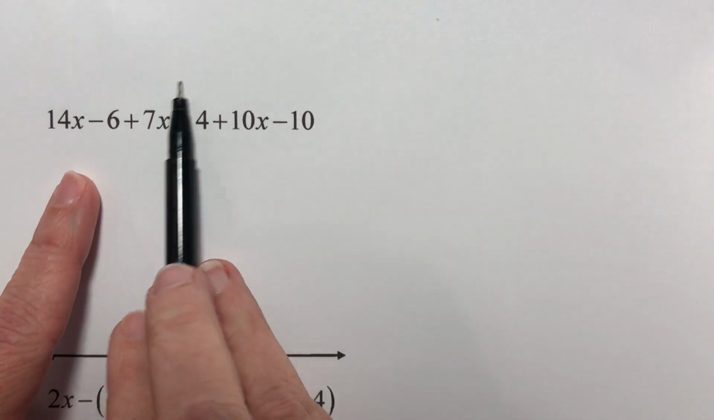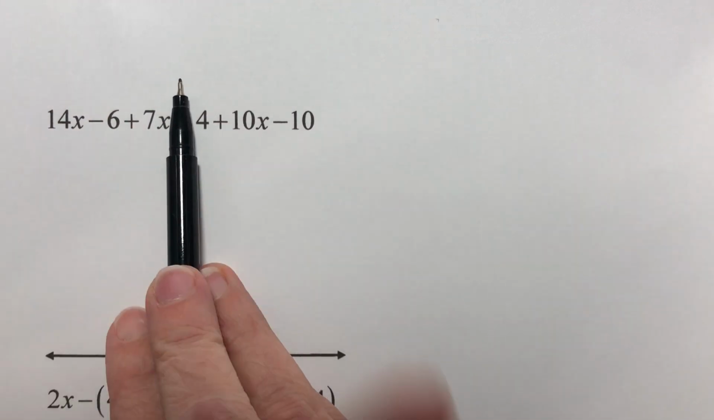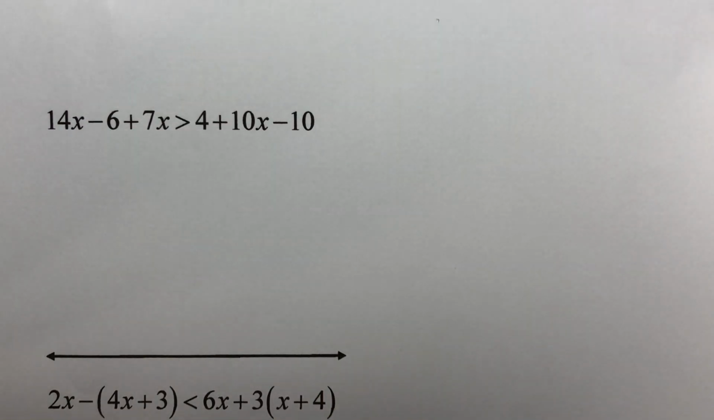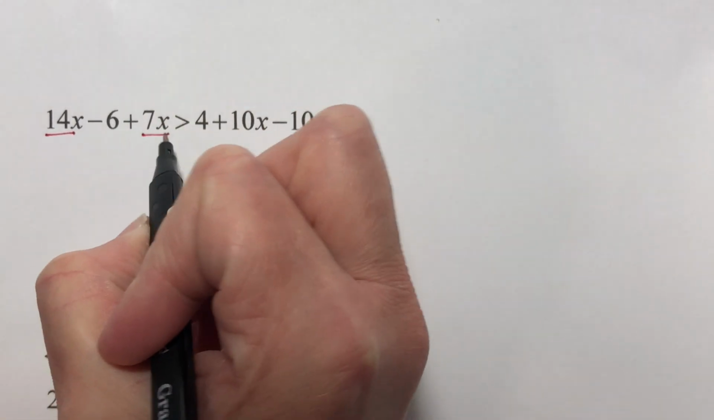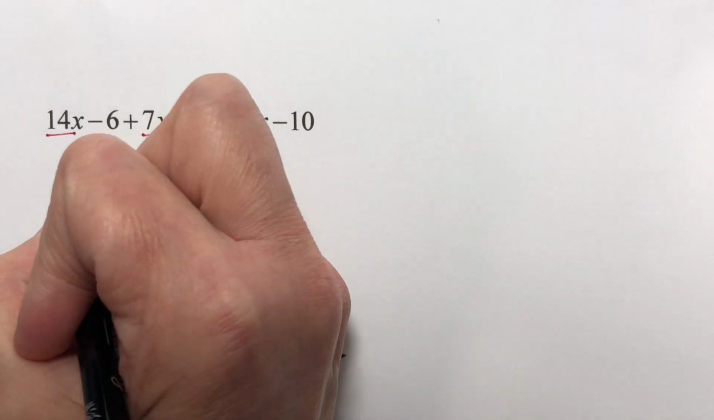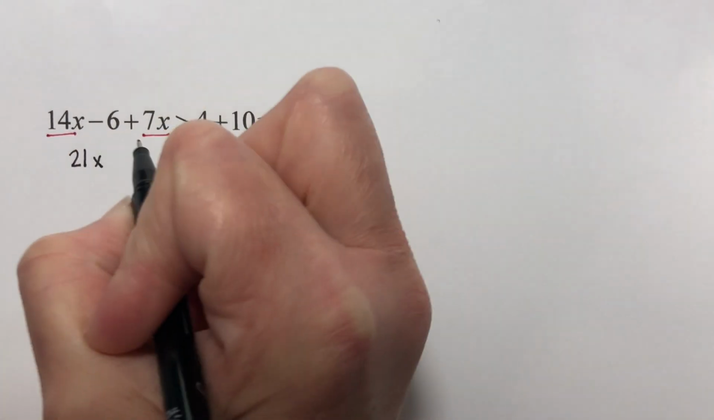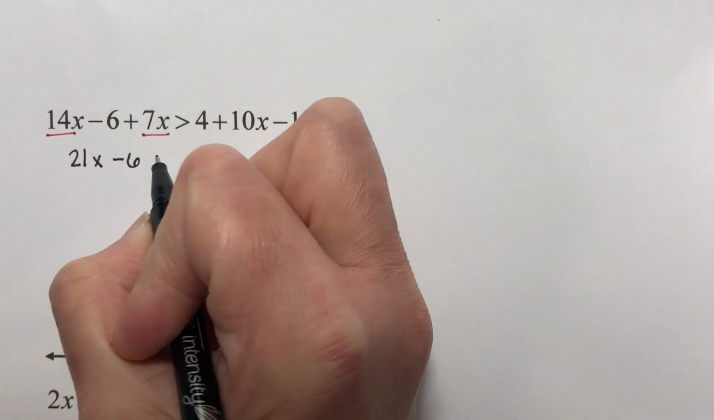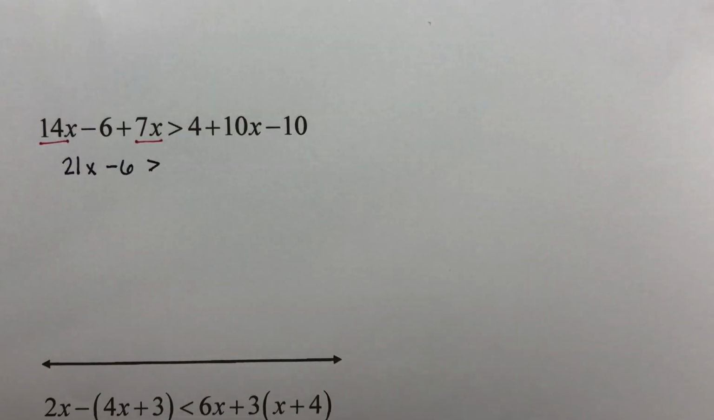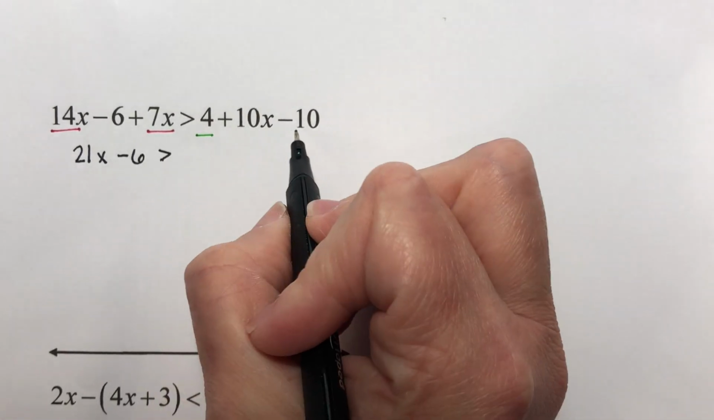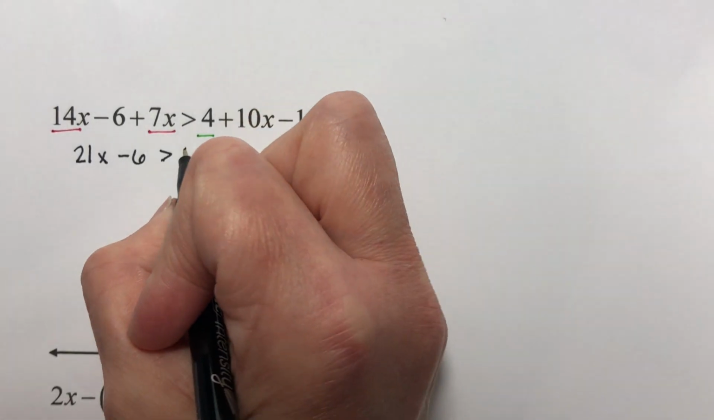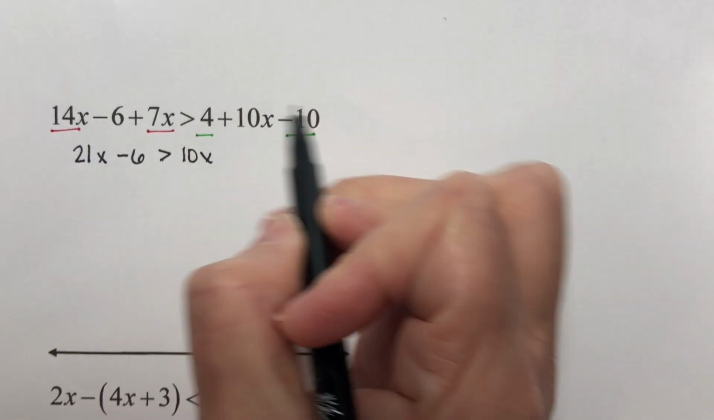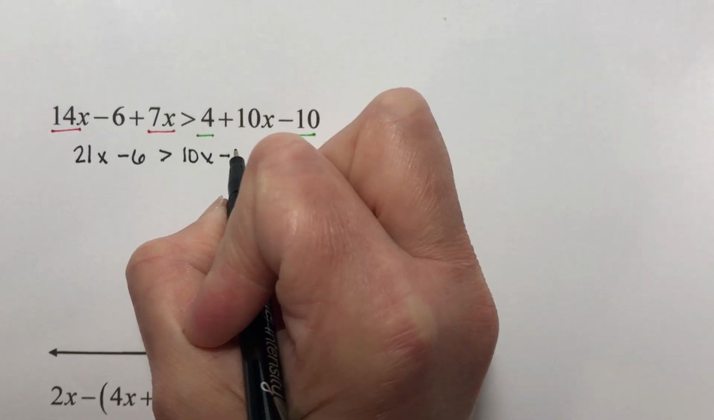All right, so let's look at this. If this were an equal sign, we would simplify both sides by combining like terms. That's exactly what we're going to do. We have 14x plus 7x, that would be 21x, minus 6 is greater than 4 minus 10. We can combine those. We're going to have the 10x. 4 minus 10 would be negative 6.